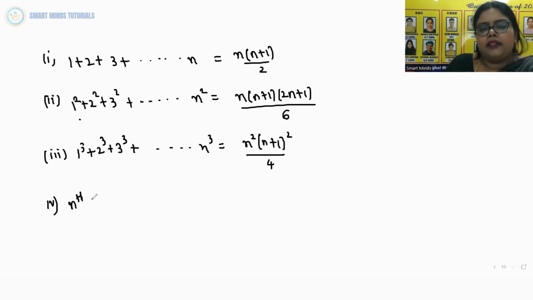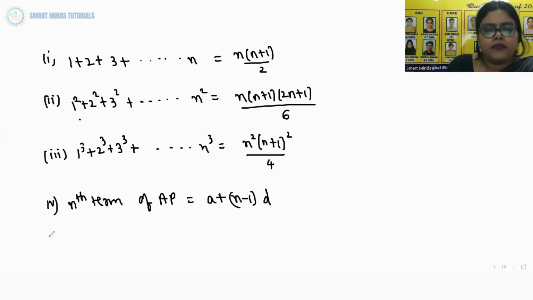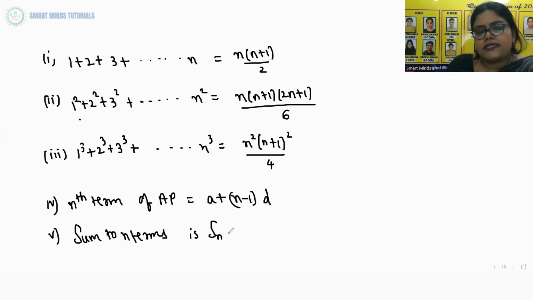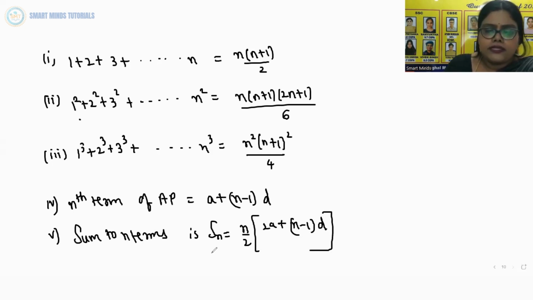Then we use the nth term of AP. What is the nth term of AP? A plus n minus 1 into D. Then what is the sum to n terms of AP? Sum to n terms, Sn, is equal to n by 2 into 2a plus n minus 1 into D. This is the sum to n terms.